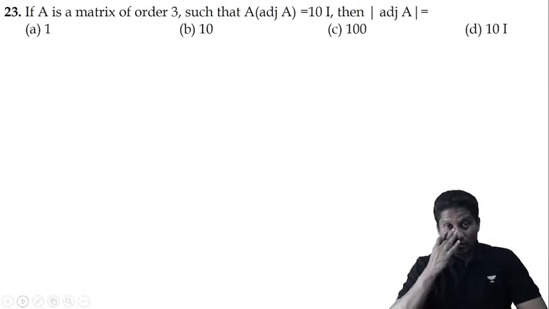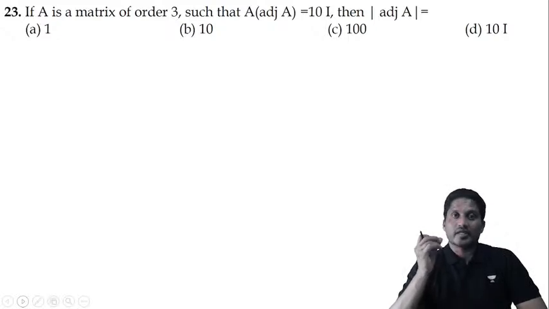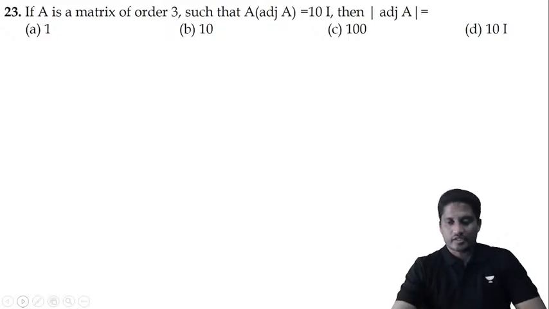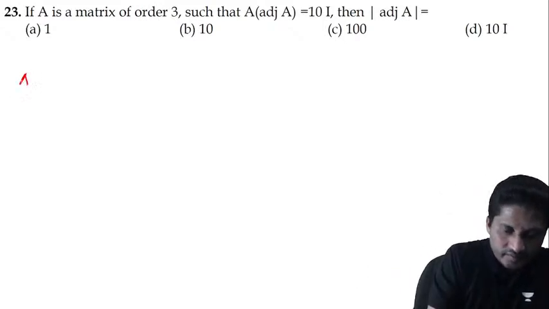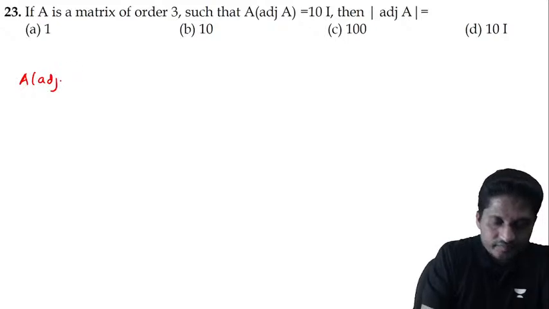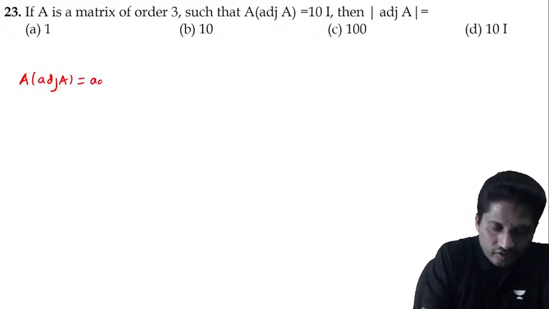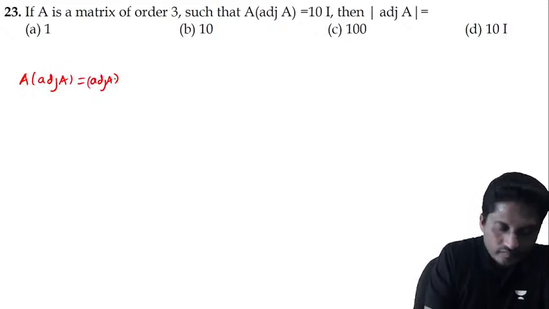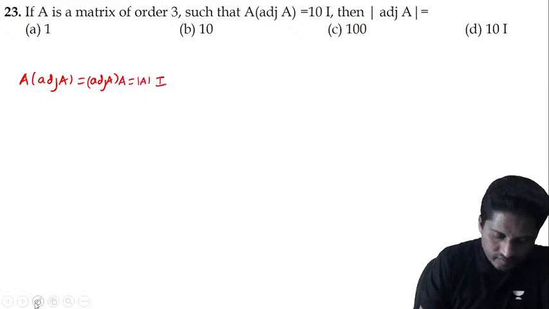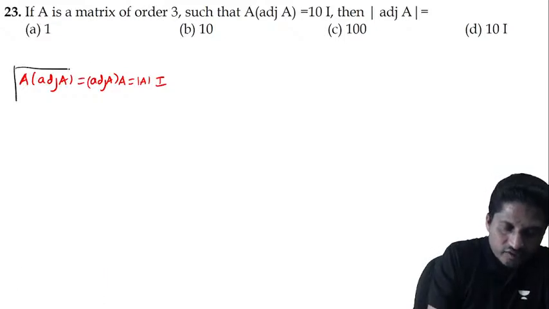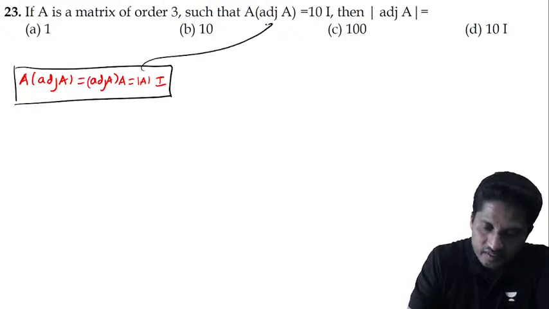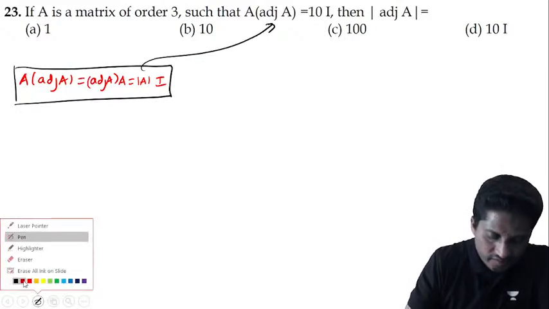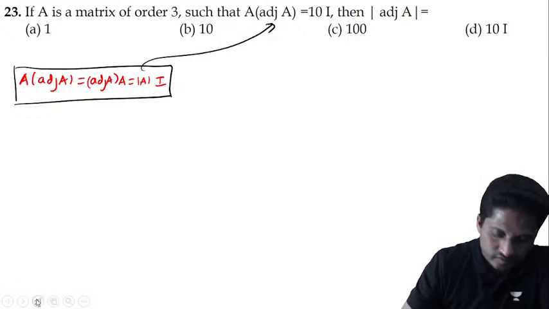If A is a matrix of order 3, then A into adjoint A is 10 into I. What should be the determinant of adjoint A? There are some results which you need to remember. This you've done in boards only, that A into adjoint A is equal to adjoint A into A, is equal to determinant of A into I. This is a very standard result. If I compare this and this, A into adjoint A is determinant A into I. So this is of the form.